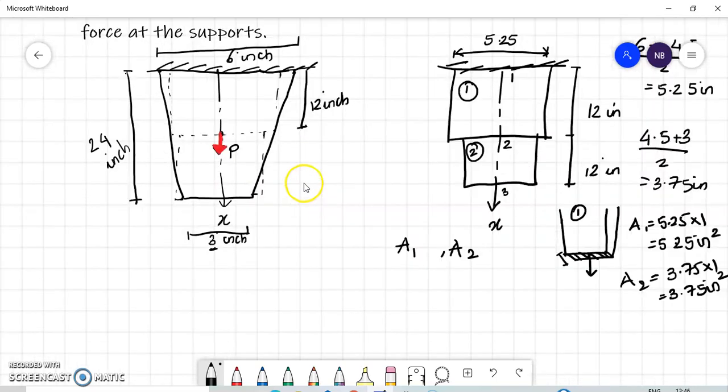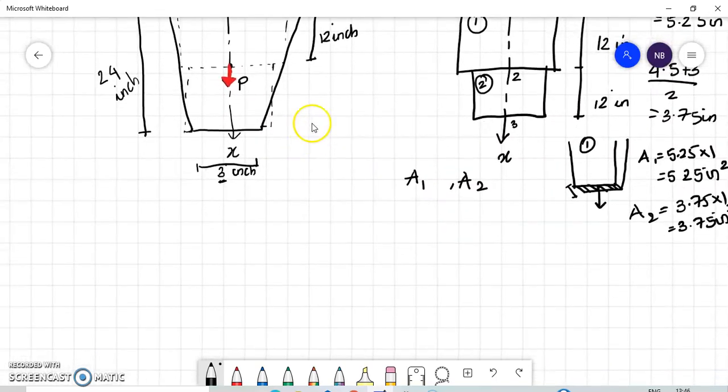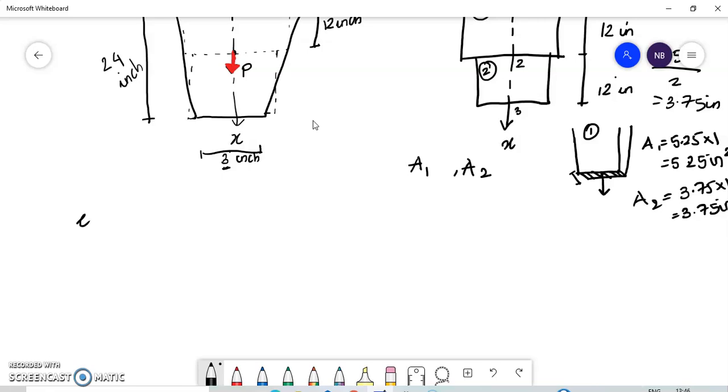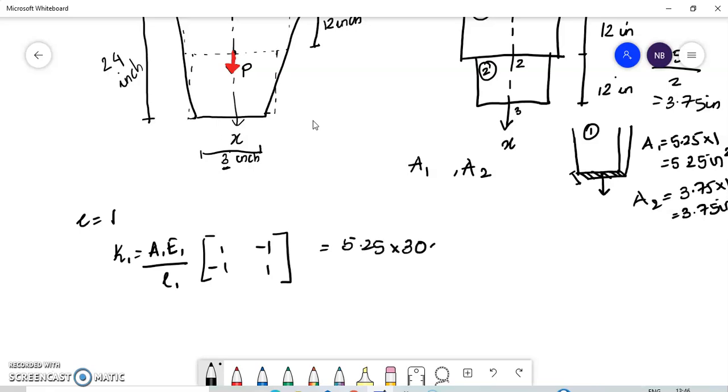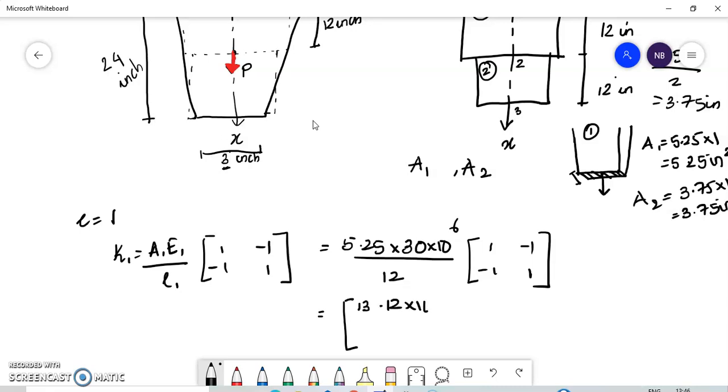We need to find out the element stiffness matrix. So let's start with element 1. K1 is given by A1 E1 upon L1 times the matrix [1, -1; -1, 1]. Substituting all these values and solving this, we get the following.